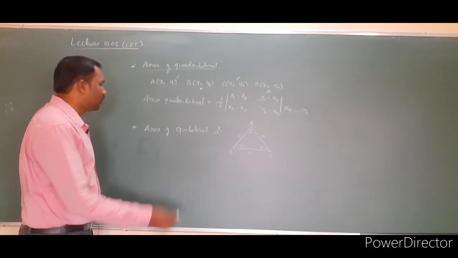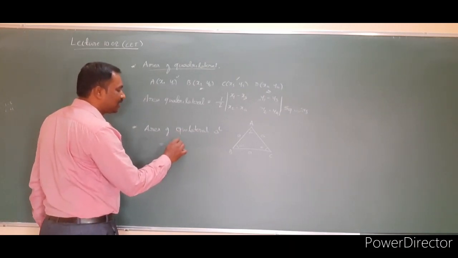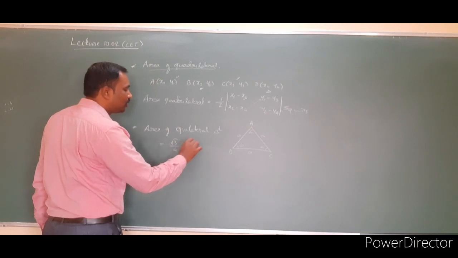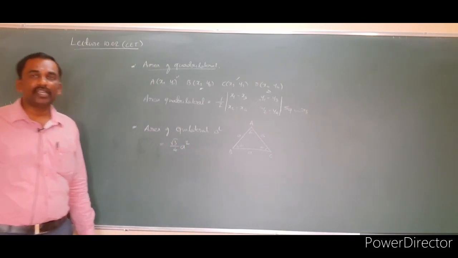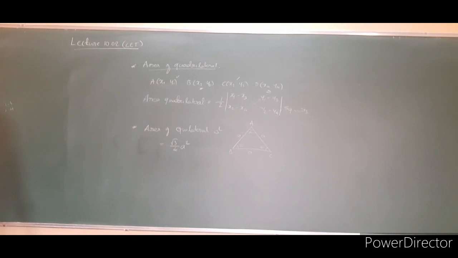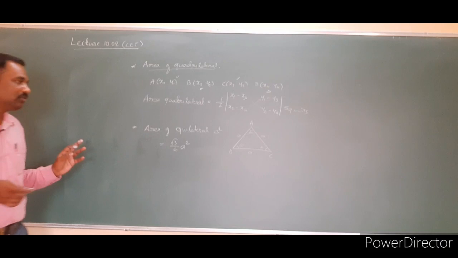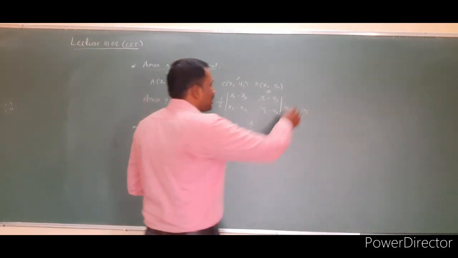In such a case, what is the area of the equilateral triangle? That is root 3 by 4 into a square. Root 3 divided by 4 into a square, where a is the length of the side of the triangle. This is the required area of the equilateral triangle. Are you clear?